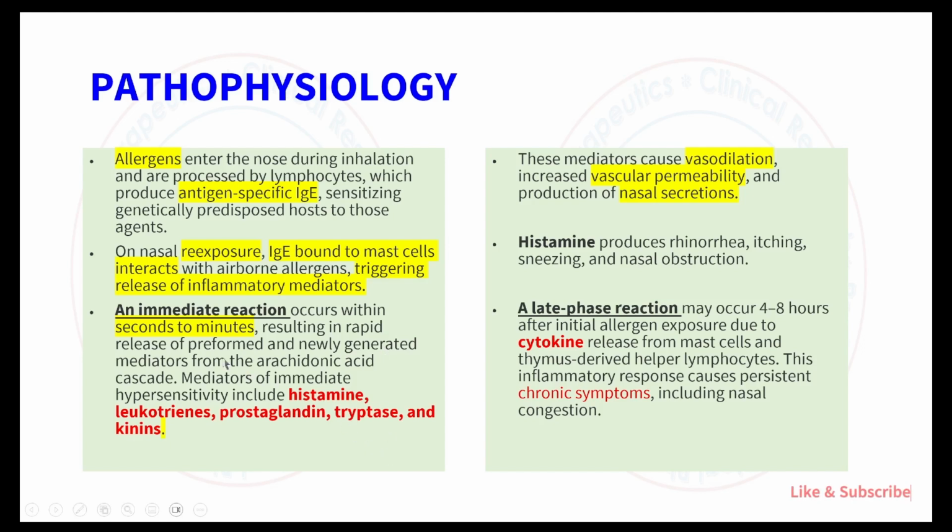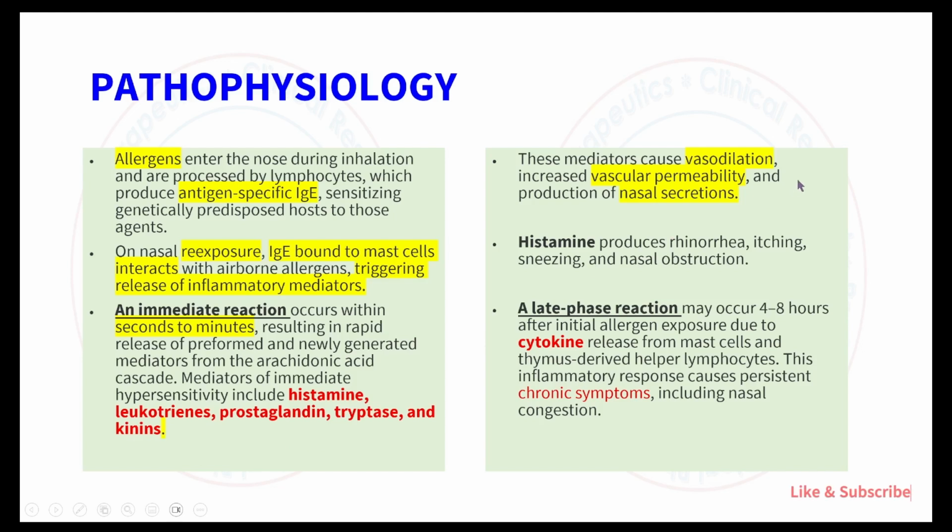The immediate reaction takes from 2 minutes, sometimes 60 minutes, sometimes 90 to 100 minutes, like 1 hour, 2 hours after exposure to the allergens, then the mediators start to be released from the mast cells. So we have a list of mediators. It could be histamine, as I mentioned before, leukotriene, prostaglandin, tryptase, and other kinins.